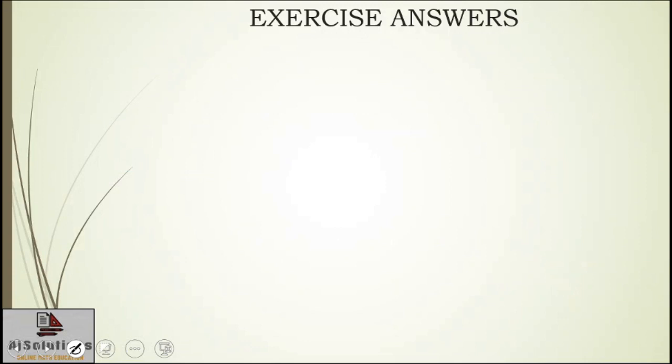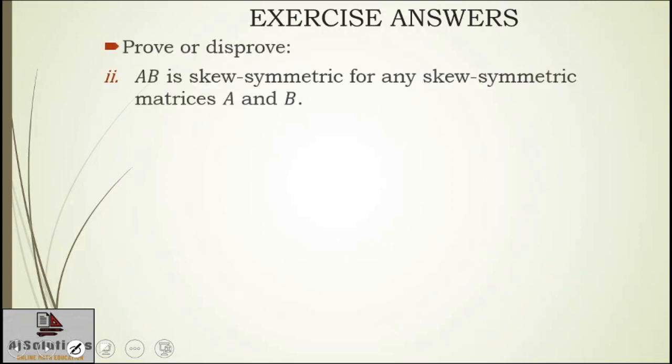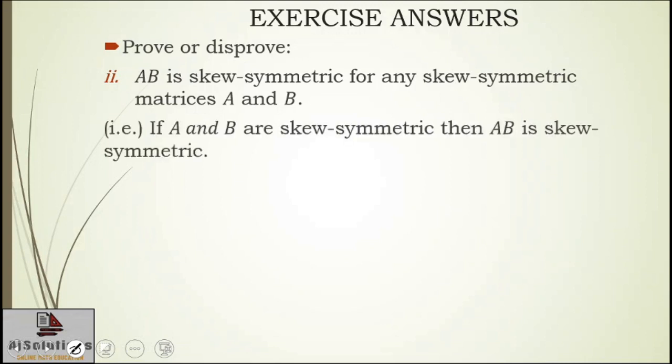Let's proceed to the next. So here is your second prove or disprove problem. AB is skew symmetric for any skew symmetric matrices A and B. This is also similar to the previous one. So we can say the same thing in a verbal form as the product of two skew symmetric matrices is skew symmetric. That's what is written in the statement. Or we can write the same thing in if and then form like this. If A and B are skew symmetric, then the product AB is skew symmetric.